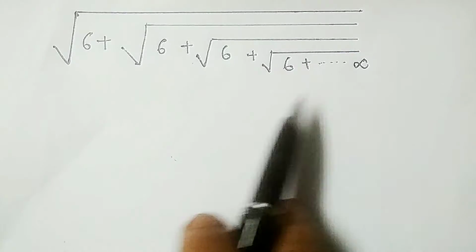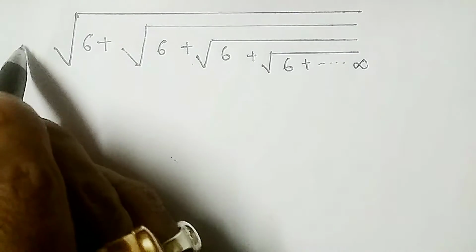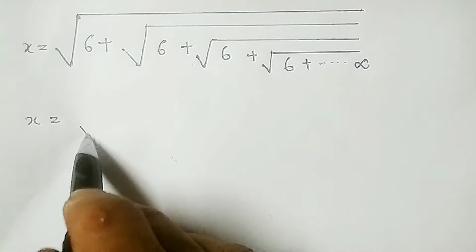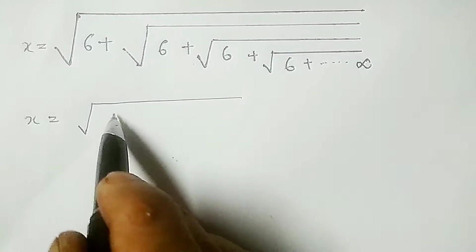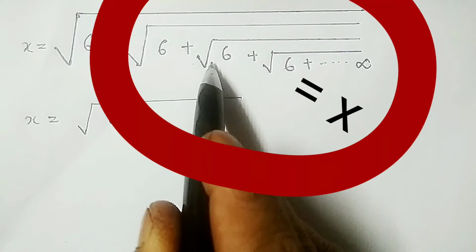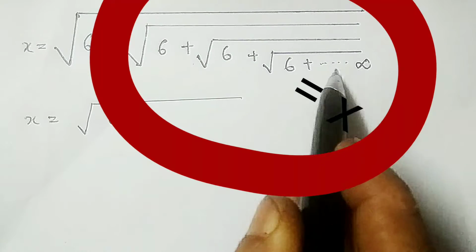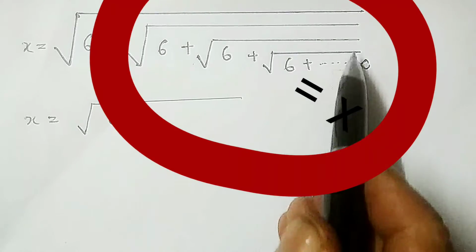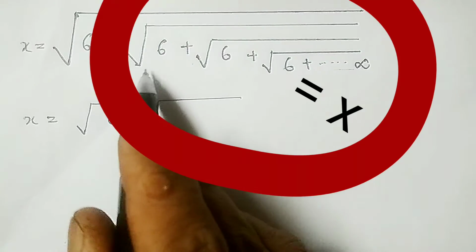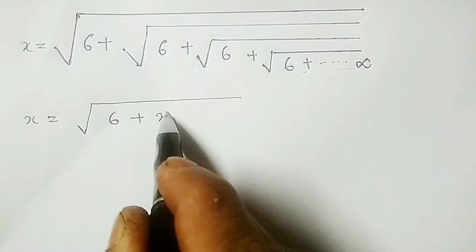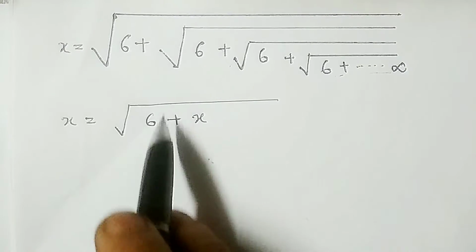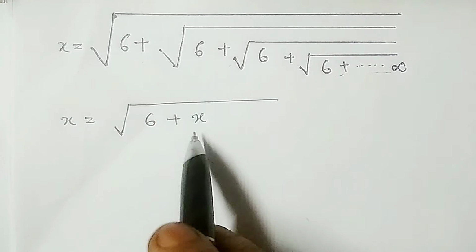If we consider this whole thing to be x, we can write x equals this. x equals root over 6 plus, now if you see this nicely, root over 6 plus root over 6 plus root over 6, and since it is going to continue forever, this part is nothing but another x. So instead of this part, we write x. Here we got x equals root over 6 plus x.